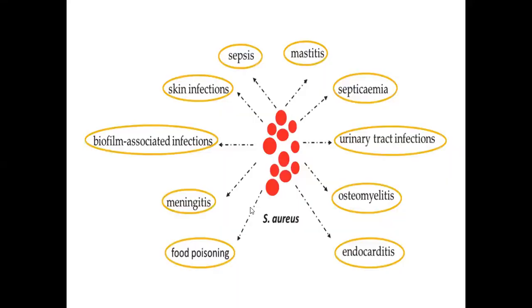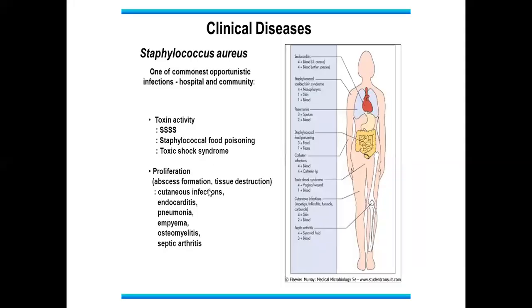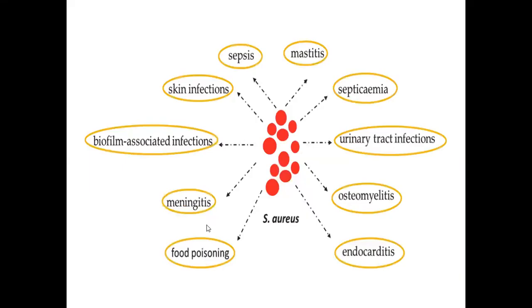They can cause tissue infection, skin infection, like furuncle, carbuncle, phlegmon, abscess, tissue destruction, cutaneous infection, endocarditis, pneumonia, empyema, osteomyelitis, sepsis, arthritis, and many other nosological forms. So it can cause the infection of any localization.